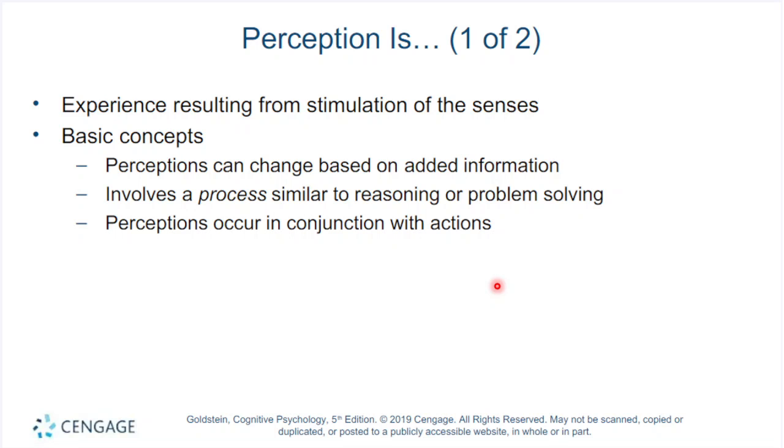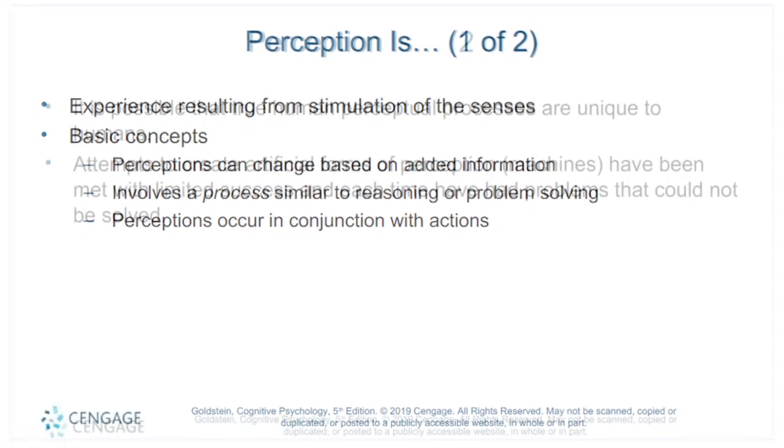And then, perceptions occur in conjunction with our actions. When we perceive things, it prompts us to do something or involves some kind of behavior. Because again, perception is how we understand the stimulus. So, based on that understanding, we will be doing something about it.